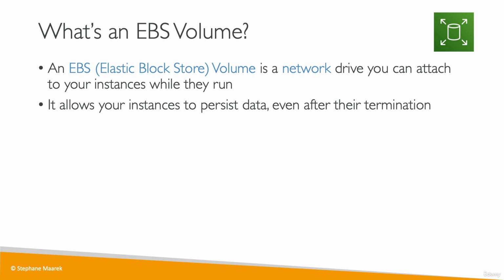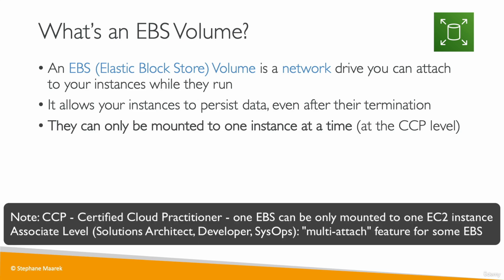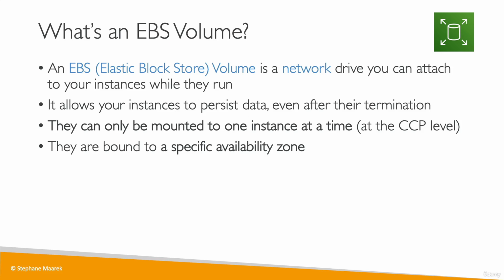And so that's the whole purpose. We can recreate an instance and mount the same EBS volume from before, and we will get back our data. That is very helpful. So these EBS volumes at the CCP level can only be mounted to one instance at a time, okay? And when you create an EBS volume, it is bound to a specific availability zone. That means that you cannot have an EBS volume created in, for example, US East 1A attached to an instance in US East 1B. We'll see this in the diagram in a second.